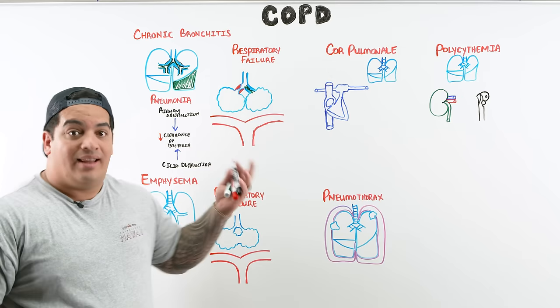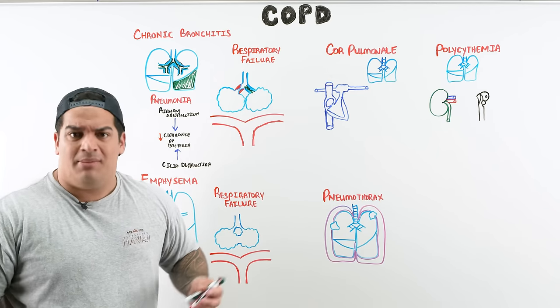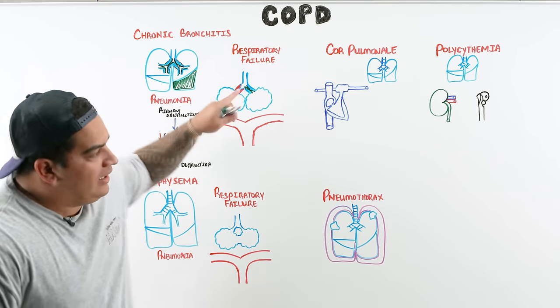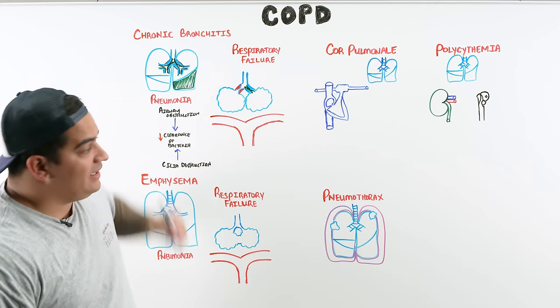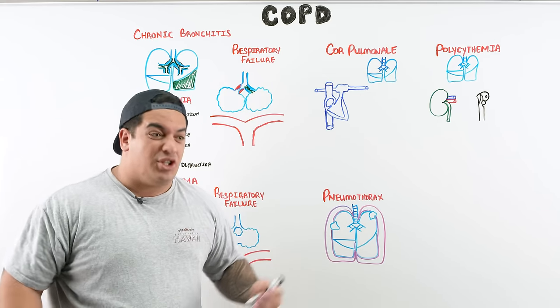cause infection. Then patients will present with things like fevers, mucopurulent sputum, hypoxemia, potential signs of respiratory distress. So that's one of the big things there. Second one is respiratory failure. Patients with chronic bronchitis are very, very common to decompensate. This could be due to an acute exacerbation of COPD, or this could just be chronic.